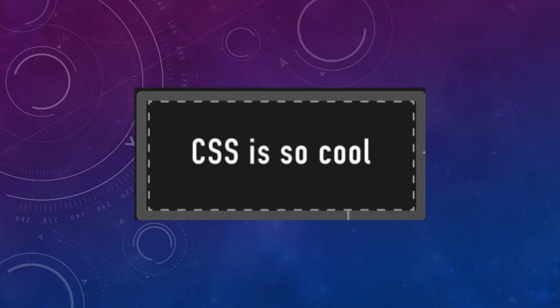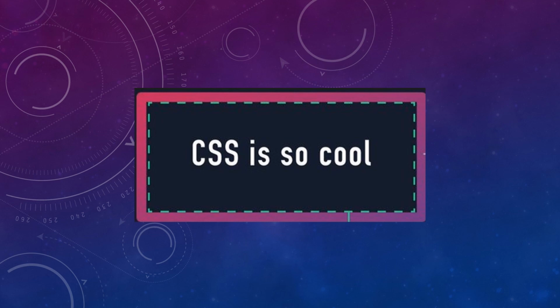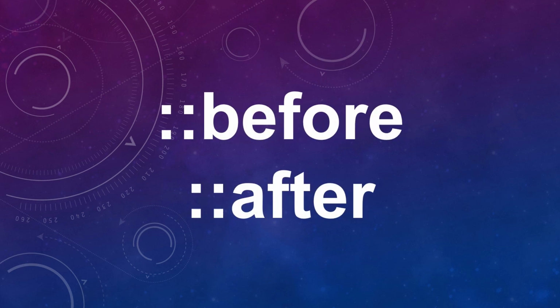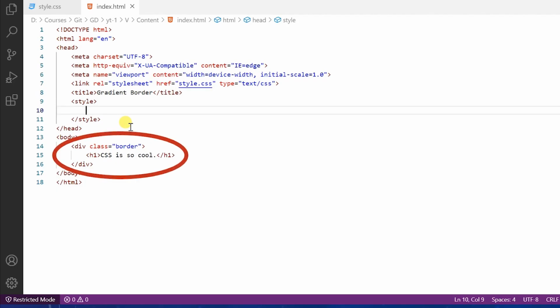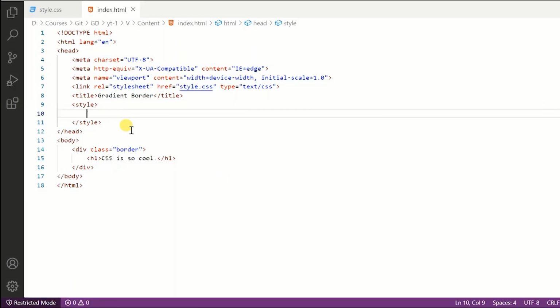Hello viewers, in this video, I will discuss how you can add a gradient border to H1 element, or any other HTML element. We will take the help of before pseudo-element to accomplish the challenge. Here are lines of HTML, now we write styles to add a gradient border.